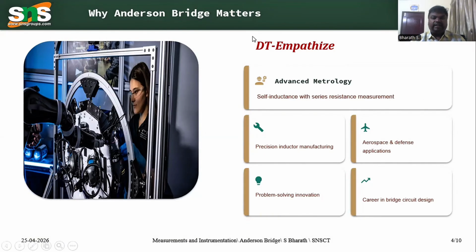Why use an Anderson's bridge? Why do we need to study it? Anderson's bridge is used for finding the self-inductance with series resistance. It is a precise measurement technique compared to the other types. Precision inductor manufacturing, problem-solving innovation, and aerospace and defense applications are some of the important uses of Anderson's bridge.